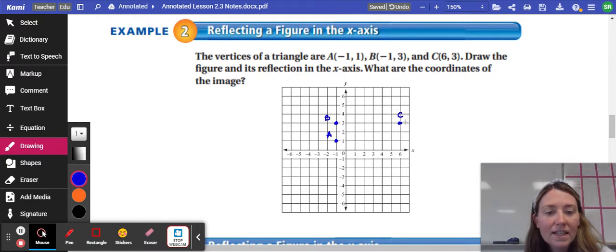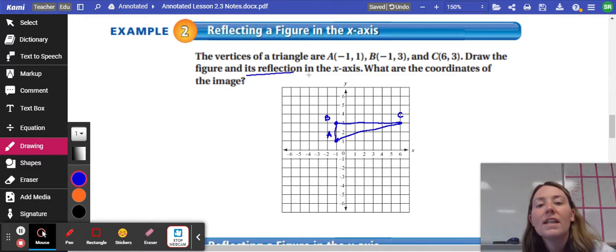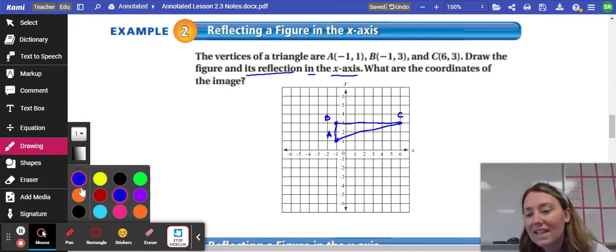And I'll label that as C. From here, I want to connect my vertices to form a triangle. All right, and now I want to draw its reflection in the x-axis, or in other words, over the x-axis.